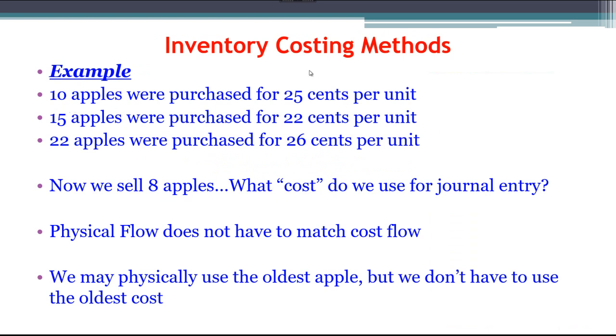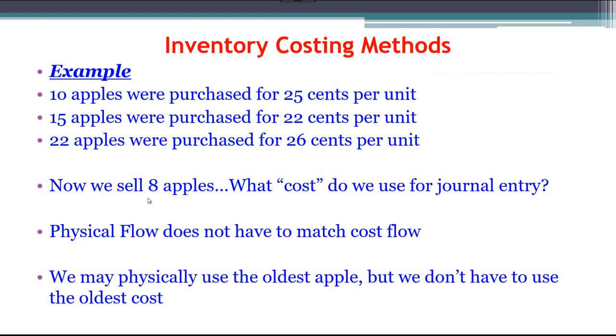Now, these prices, I just threw some amounts in here. They're probably not realistic. But let's just say 10 apples were purchased for 25 cents per unit. Then 15 apples were purchased for 22 cents per unit. 22 more apples were purchased for 26 cents per unit. They're the same basic apples, same brand, same style of apple, but inflation has caused the price to increase.